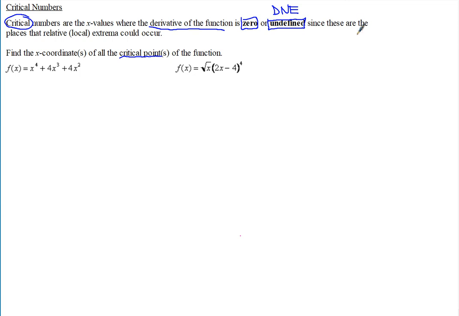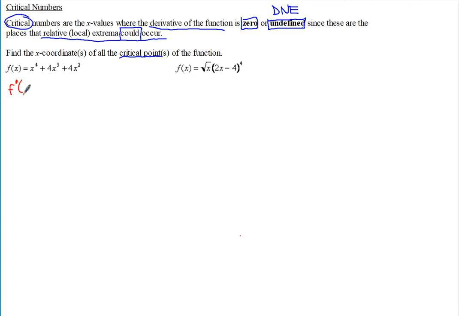These are the places that relative or local extrema could occur. It doesn't guarantee you're going to have them there, but these are the only places they might be. So here it says, find the x-coordinate or coordinates of all the critical points of the function. So we do that by finding the first derivative. Since they're added and subtracted, we can take the derivative of each term separately.